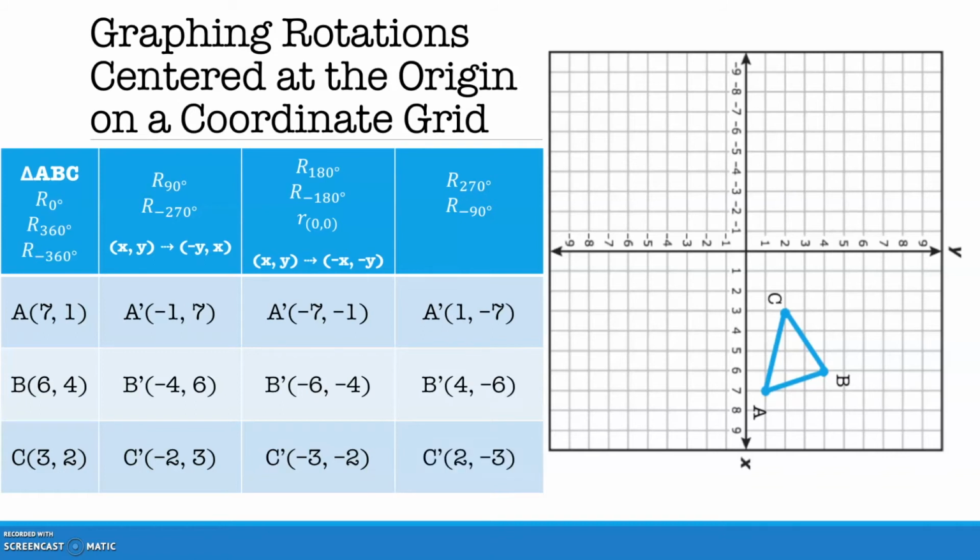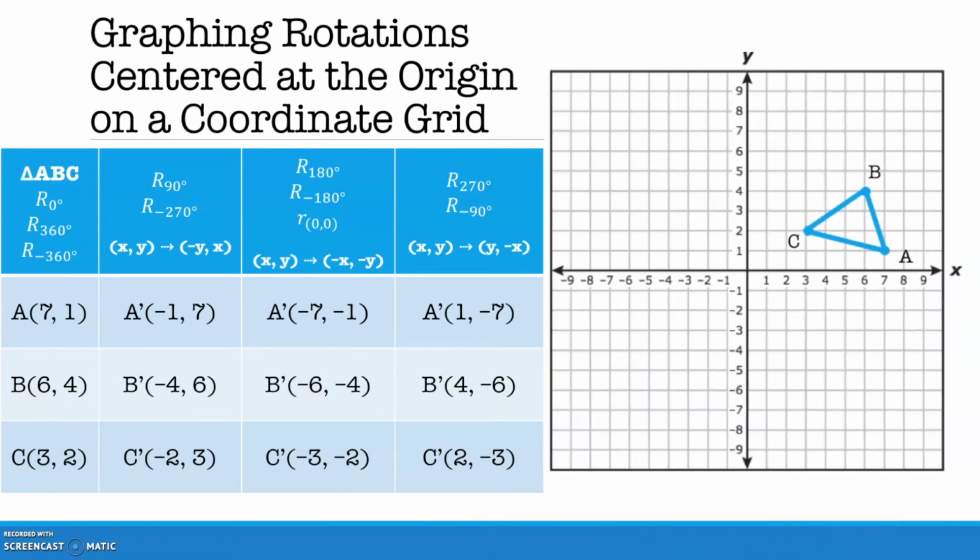Lastly, for a rotation of 270 degrees, A prime would become 1, negative 7, B prime 4, negative 6, and C prime 2, negative 3, showing us that after a rotation of 270, our coordinate points flip and the x-coordinate negates. Rotating back for a full 360 will give us our original image.